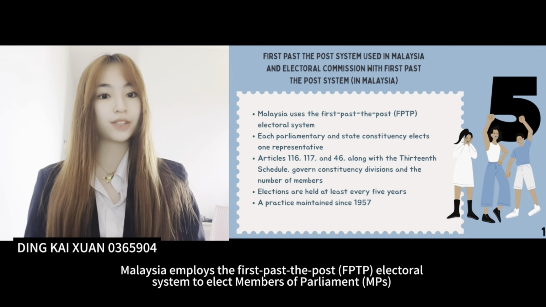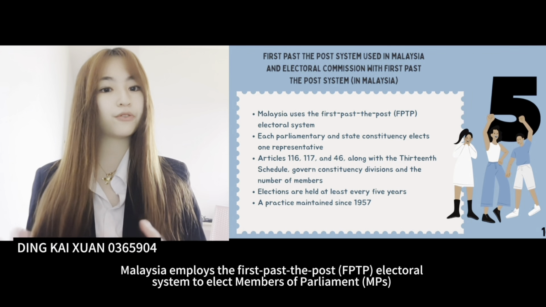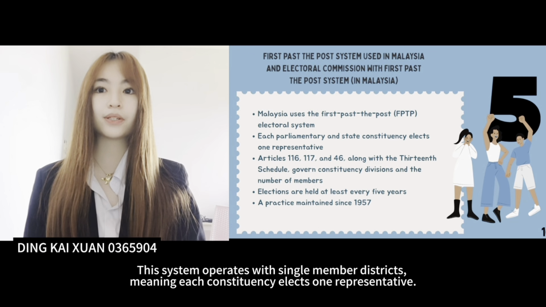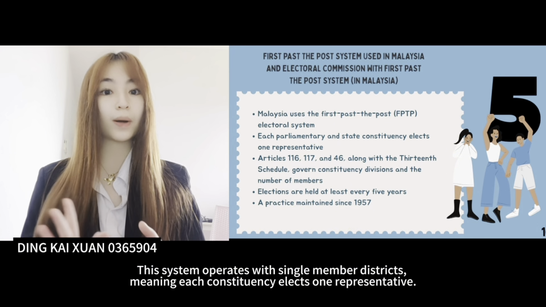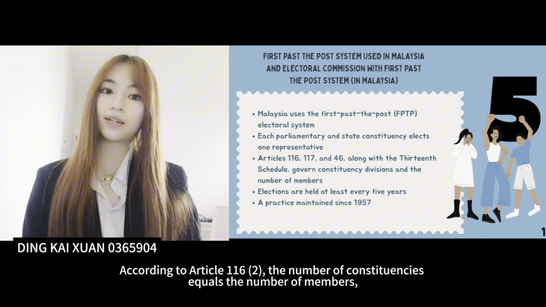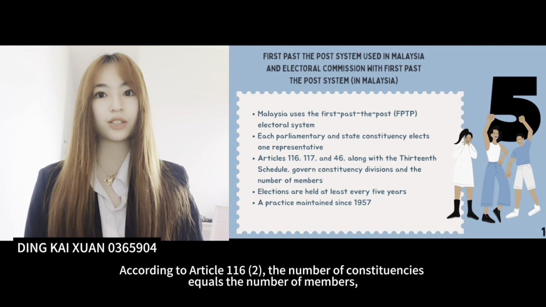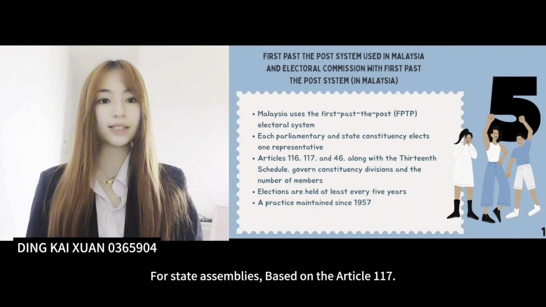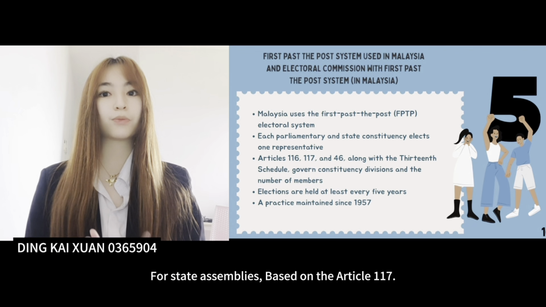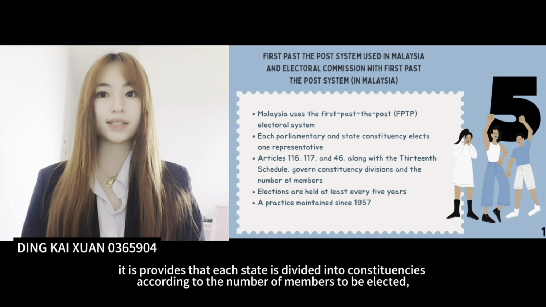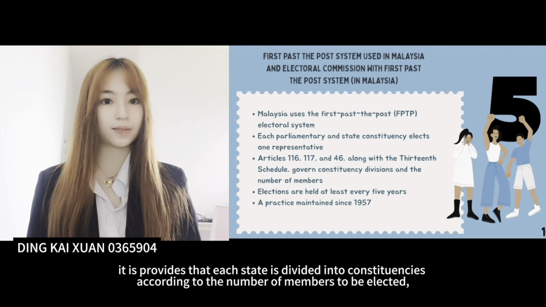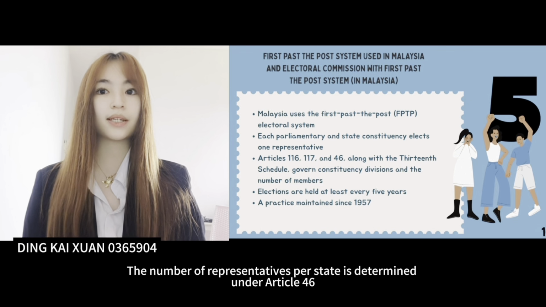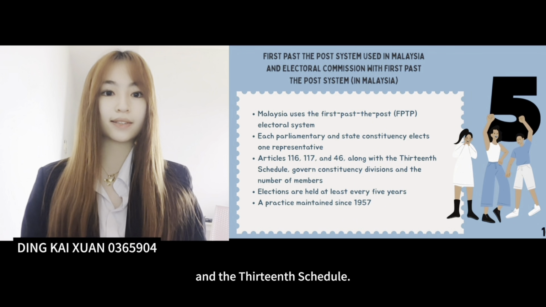Malaysia employs the first past the post electoral system to elect members of parliament for the Dewan Rakyat and state assemblymen. This system operates with single-member districts, meaning each constituency elects one representative. According to Article 116 subsection 2, the number of constituencies equals the number of members, with one member elected for each. For state assemblies, based on Article 117, each state is divided into constituencies according to the number of members to be elected, as stated in the 30th Schedule. The number of representatives per state is determined under Article 46 and the 30th Schedule.